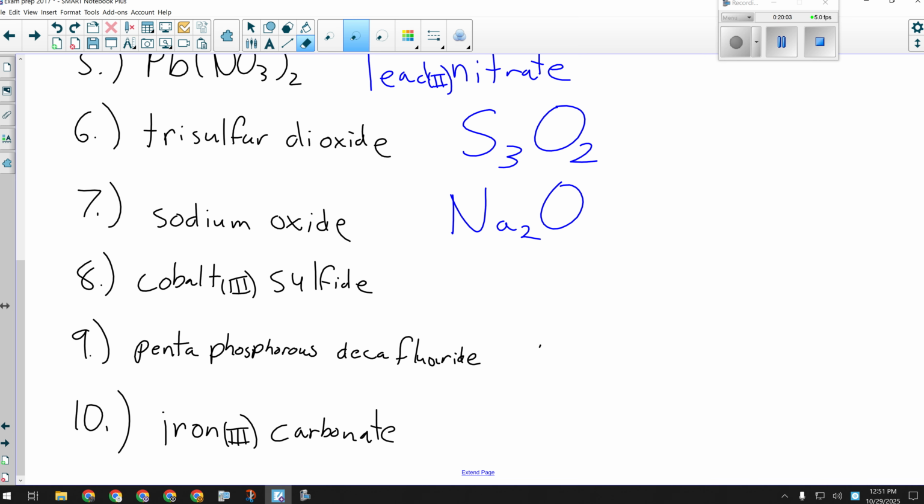Okay. All right, number 8, ionic or molecular? Ionic. We only use Roman numerals in ionic, and cobalt is a metal. All right, so cobalt. Which cobalt? 2 or 3? 3. The Roman numeral tells me it's 3. Okay, and it is with sulfide. That's S. Sulfur is always a -2. What do I do now? Drop and swap. Co2S3. Done. Can't reduce that, so I leave it the way it is.